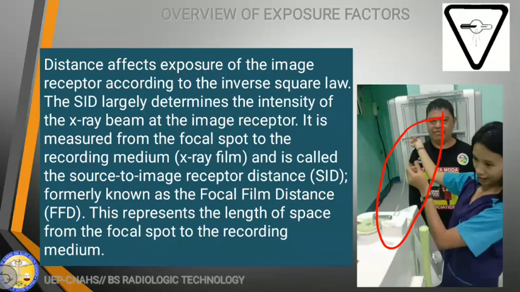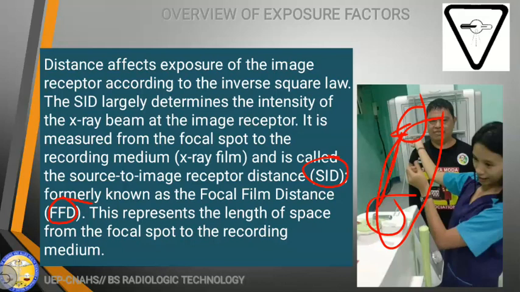Okay, so distance affects exposure of the image receptor according to the inverse square law. So the SID largely determines the intensity of the X-ray beam at the image receptor. It is measured from the focal spot to the recording medium. Galing dito, papunta sa film. So yun yung tinatawag nating SID. Formerly known as focal film distance, pero binago na siya. Dati tawag FFD, ngayon SID na siya.